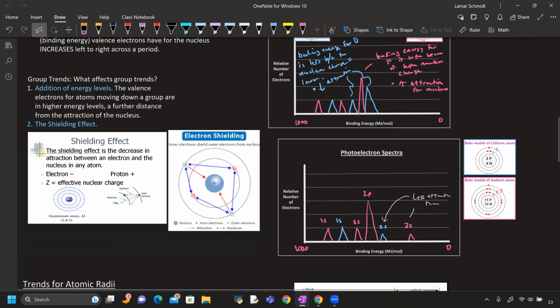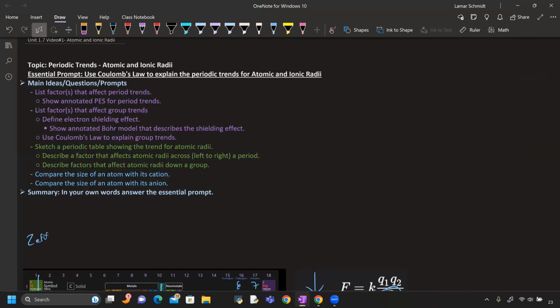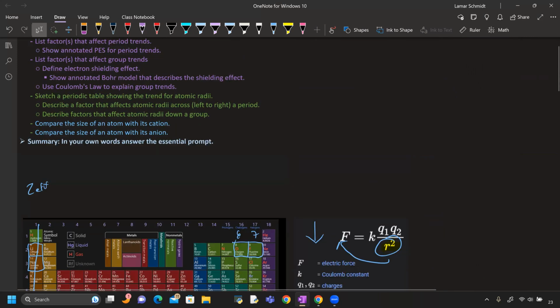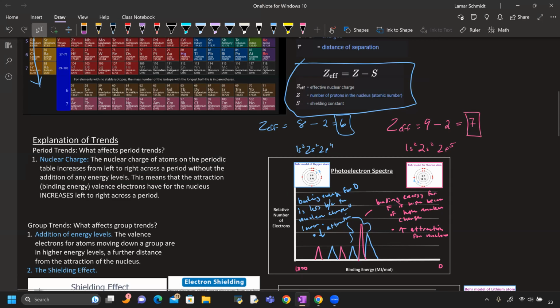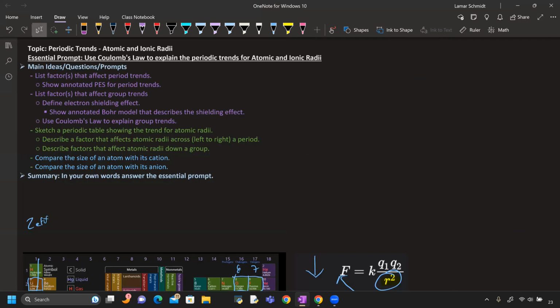So the next thing, and let's just make sure before we go on that we looked at everything. So we list factors that affect period trends. That was nuclear charge. We're going to show the annotated PES for period trends. When I say annotated, that means you're drawing a sketch of the photoelectron spectra. You're making a note on there so that you can see different things. Here, I annotated that the binding energy is greater than or less than, and I talked about attraction. You should also have a picture of that in your notes. And then list factors that affect group trends. I want you to define the shielding effect. That's easy to do. It's already in there, so just put that in your notes.